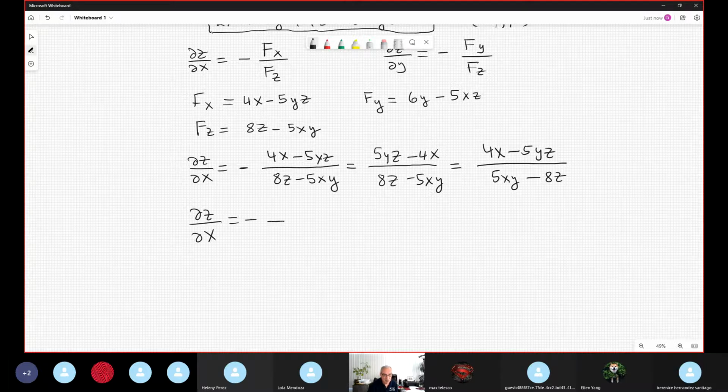And suppose another is minus Fy, sorry, it's a y. Let's see the partial with respect to y. Fy is that one, 6y minus 5xz divided by Fz, which is 8z minus 5xy. Likewise, in this case, you can interpret the negative in the top or the bottom. Either way, I don't want to copy because this is easy. Any question?